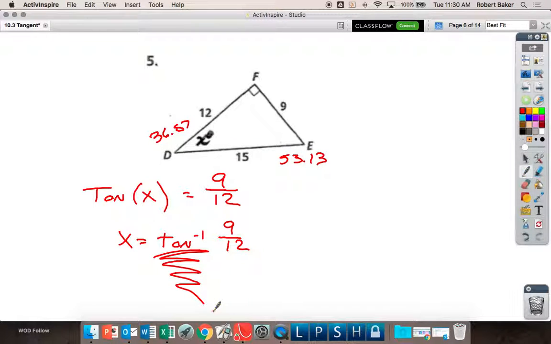Inverse. Inverse tangent. That's something I need you guys to connect in your mind. When you're solving for an angle, use inverse tangent. Is that going to change for sine or cosine? No. If you're solving for an angle, use inverse sine or inverse cosine. Okay?